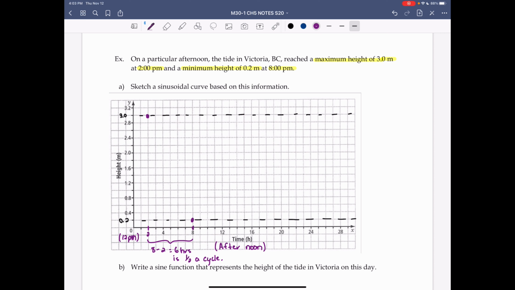Then the period would have to be double that, so the period would be 12 hours, which means to go from our first max at 2 p.m. to our second max would be at 2 a.m., so that'd be 12 hours later. 2 plus 12 is 14, so at x equals 14, we will go up to our max and put a point there.